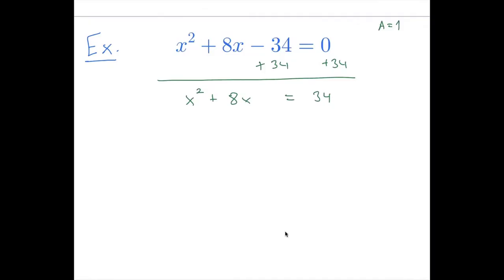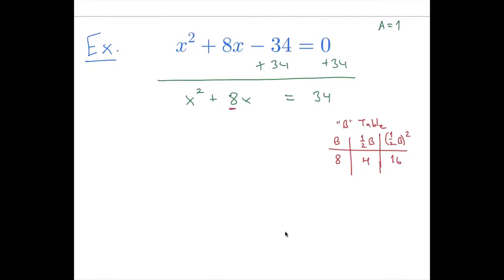So let's go ahead and make the B table. So here's our B table. Again, our B table consists of B, 1/2 B, and 1/2 B squared. So that means that B is going to be 8, because remember, B is always the number in front of x. Half of that is going to be 4, and then 4 squared is 16.